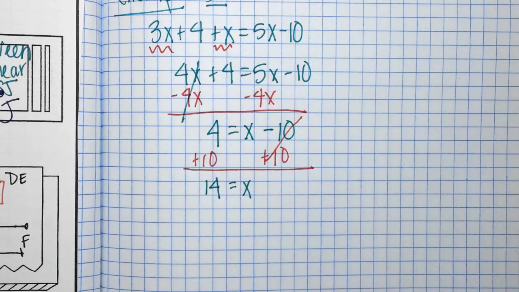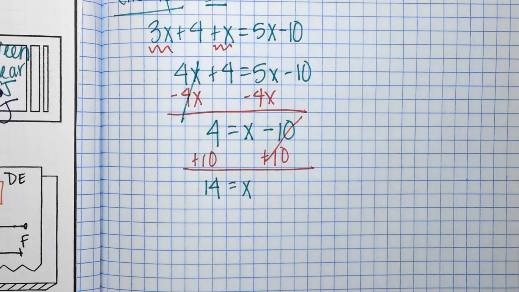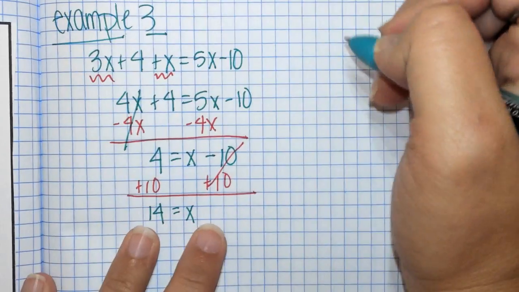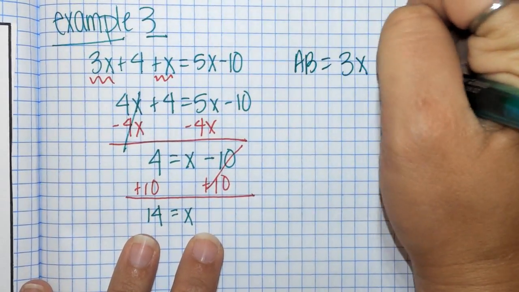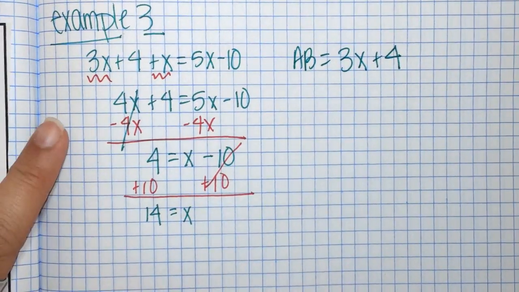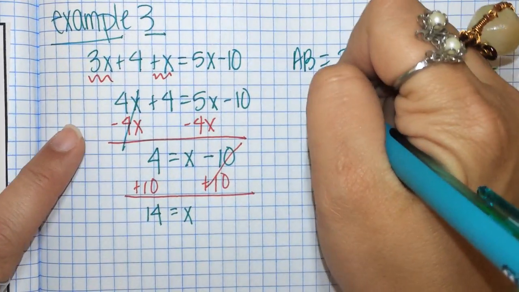Go back and read the question. It asks for AB. So do we know what AB is? 3x plus 4. So do we know what x is now? Okay, so what do we do? All right, we have 3x plus 4. Now I'm going to take what x is.